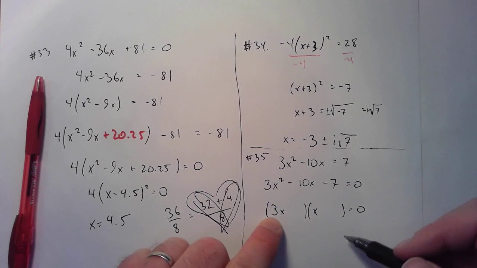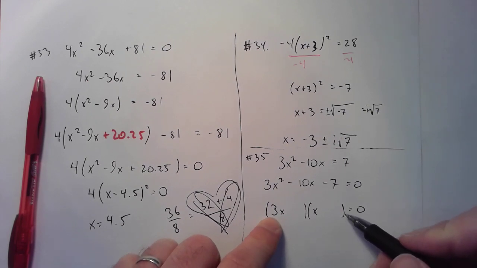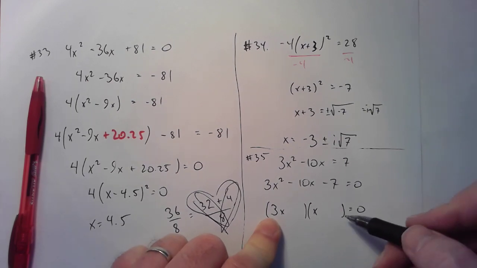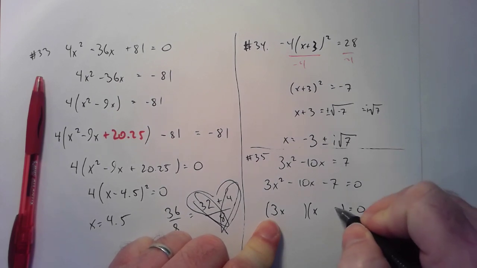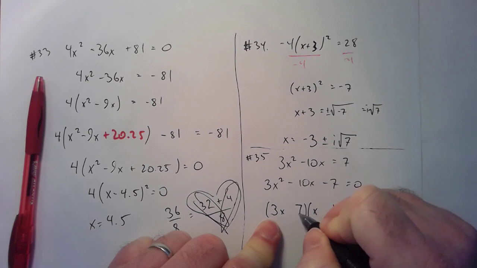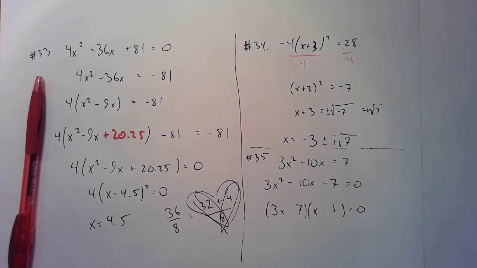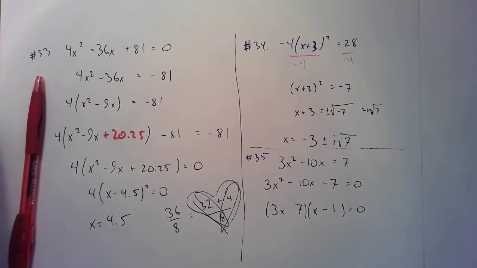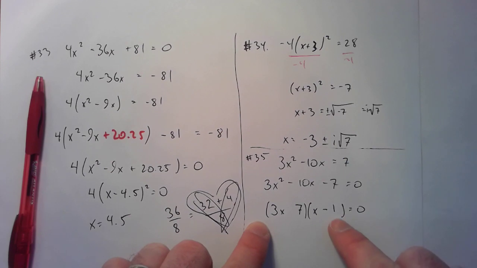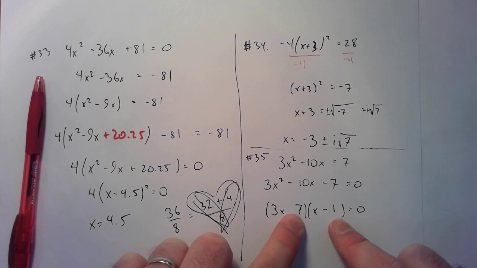If we had the 3 opposed with the 7, we'd have 21. We'd be so far away from 10, it would be hopeless. So the only possibility is 1 here and 7 there. And one of them needs to be negative. If the 1 is negative, then it's 3 times, all right, so negative 3x, then it's plus 7.